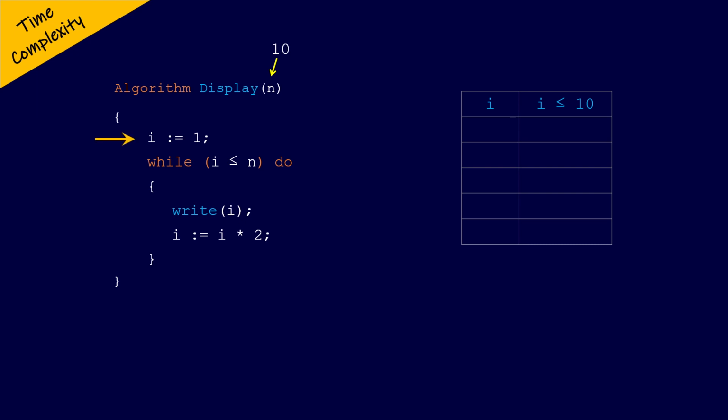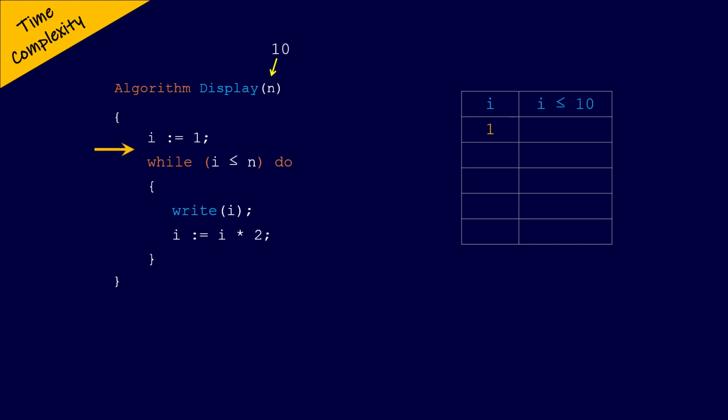Then the first statement of the algorithm is I is assigned value 1. Let us have a table to keep track of the values of variable I in the first column and the condition in the while loop in the second column. Here in the second column, we have the condition as I less than or equal to 10 because the condition in the while loop is I less than or equal to n, and in this case we have n as 10. So initially the value assigned to variable I is 1.